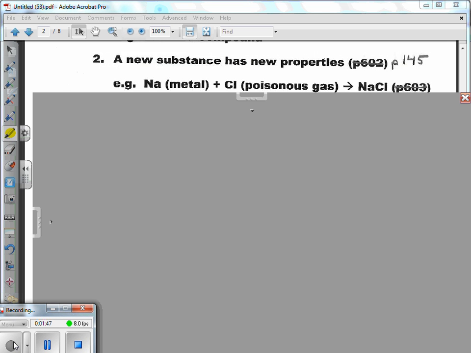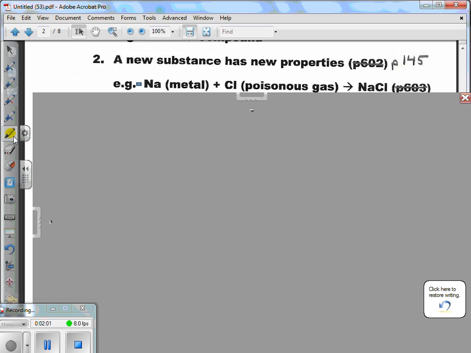Okay, look at this. A new substance has new properties, which you can see on page 145. Everyone turn to your book on page 145, you'll see a good example of this. But look at this, even for example, sodium, which we know is a metal, right? A very reactive metal. We'll see that later on. Plus chlorine, which is a poisonous gas, a green poisonous gas. Together they form something that people use for preservatives for years and years.